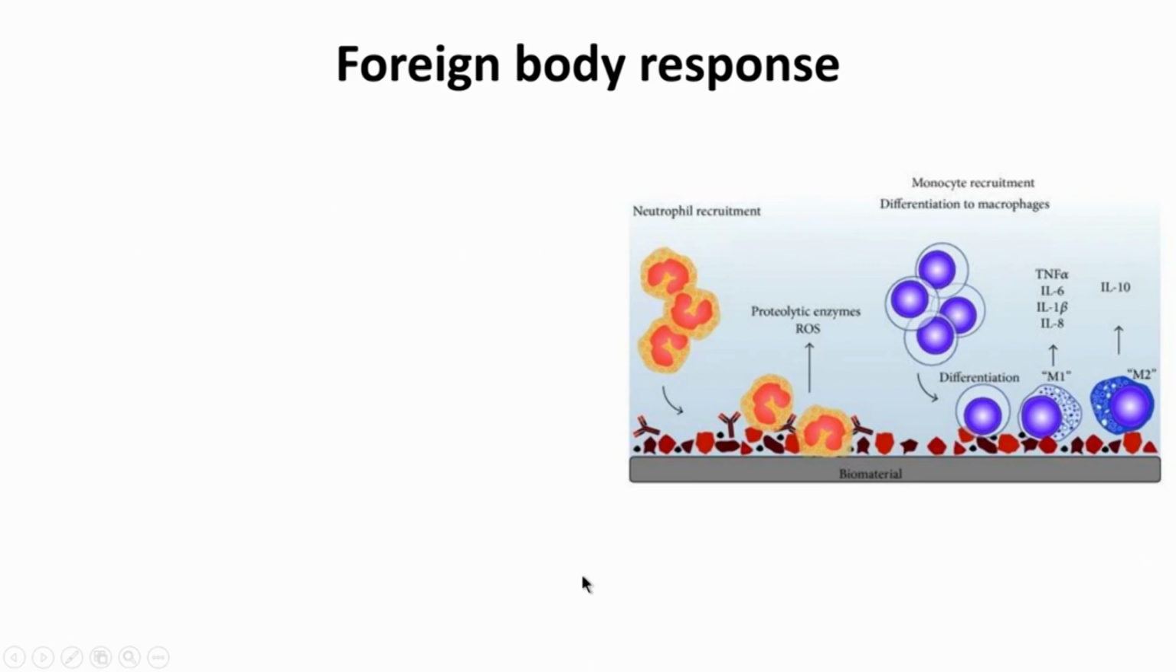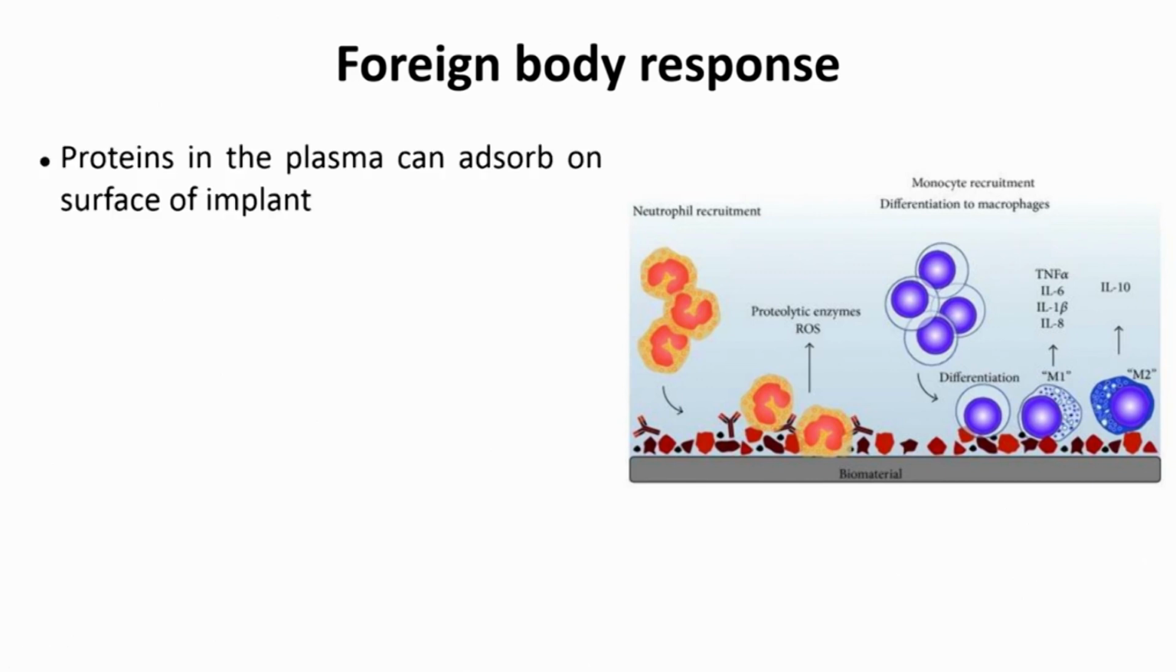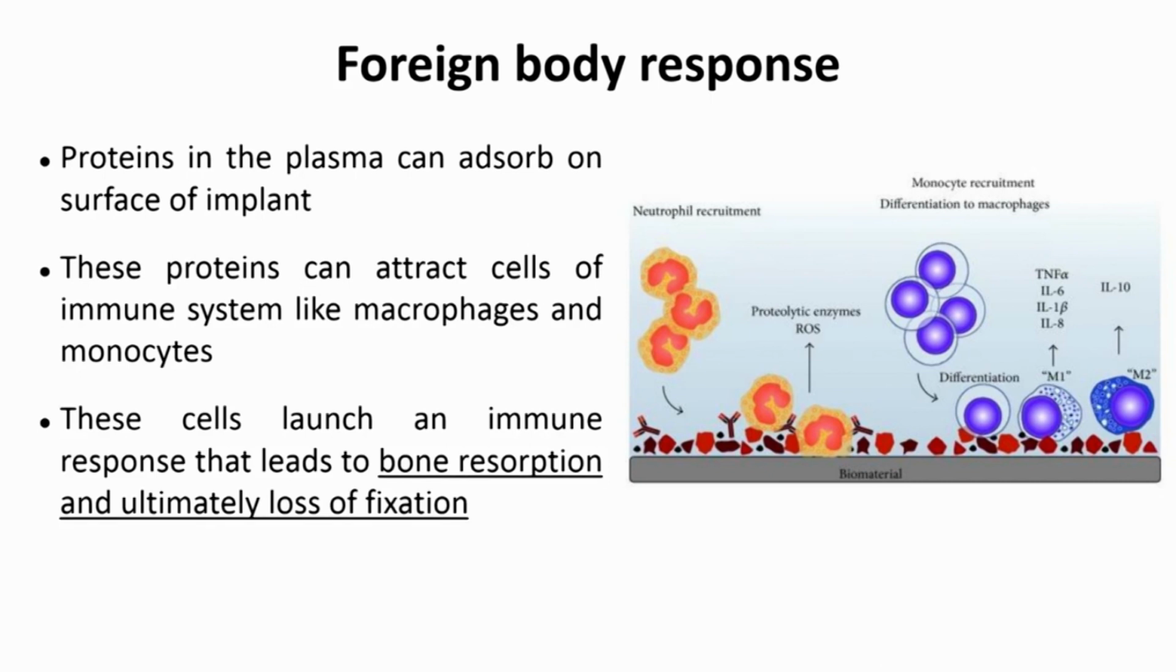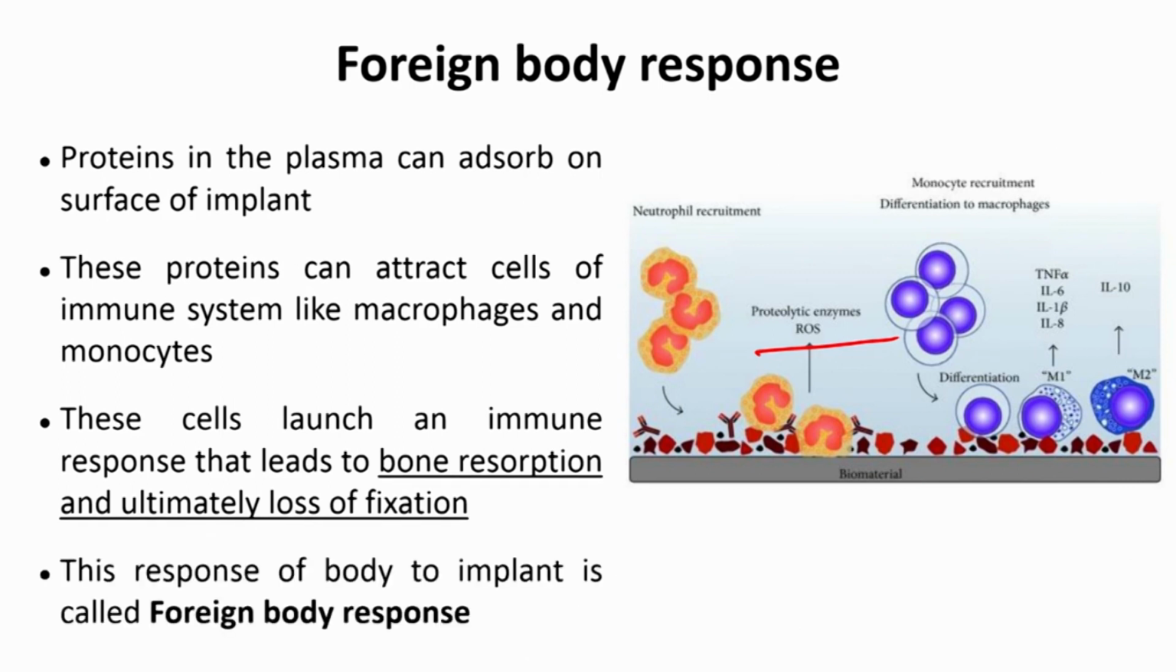And again, just a quick thing on the foreign body response, as I said, you can have all kinds of proteins getting deposited, and if they are triggering inflammation, then these things will attract macrophages and monocytes from the immune system. This is going to launch a whole immune response, all kinds of cytokines, all kinds of enzymes being released, and eventually the bone around it, because of all this inflammation, will resorb. So, this is essentially called a foreign body response.